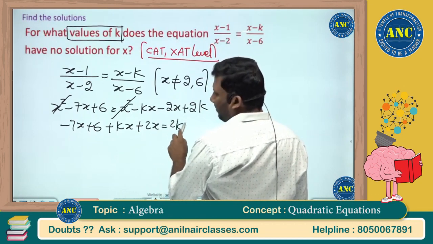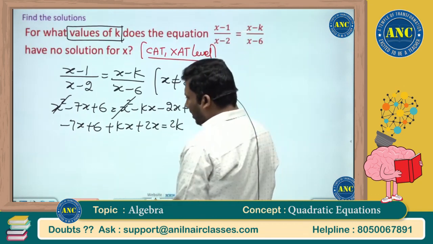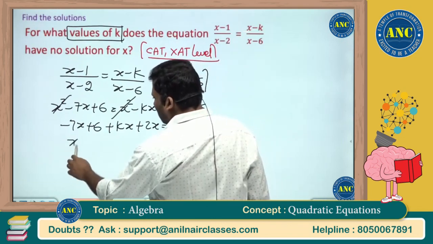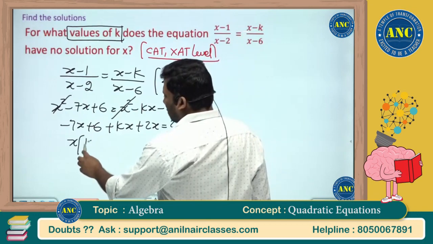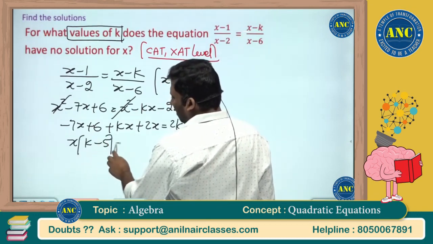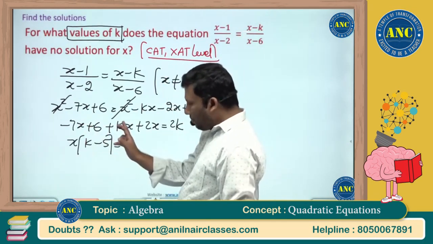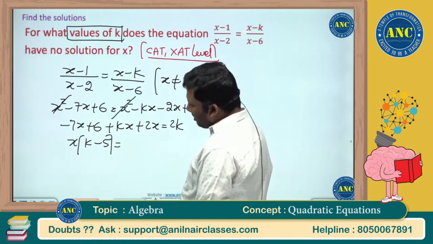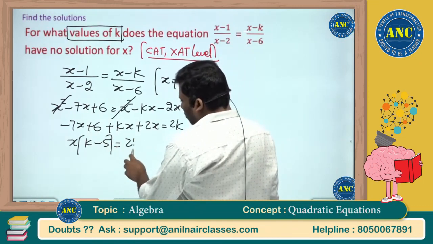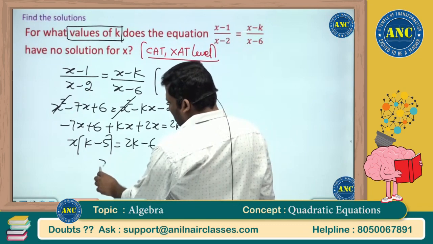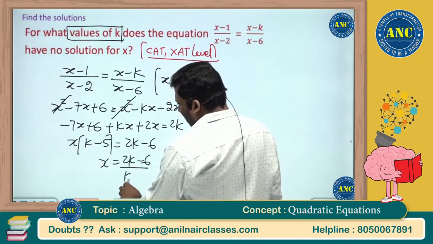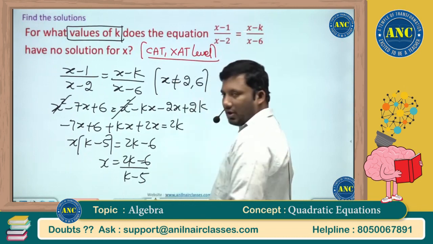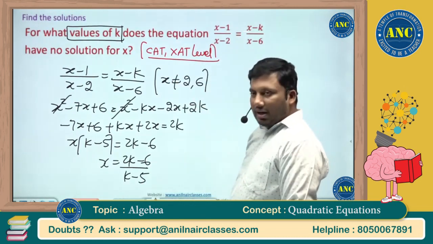So minus 7x plus 6 plus kx plus 2x equivalent to 2k. Let me take all the x related things on one side. X times (minus 7 plus k plus 2), so it is k minus 5, equivalent to 2k minus 6. So x equivalent to (2k minus 6) by (k minus 5).